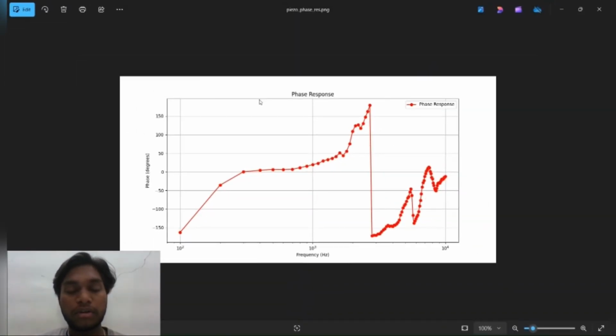This is the other graph for experiment number one, which is between the phase response and the frequency. As we can see here, as we increase the frequency, the phase difference is going to increase in terms of degrees. And we can see here the phase difference is changing from plus pi to minus pi. And as the frequency increases, the trend is as follows.